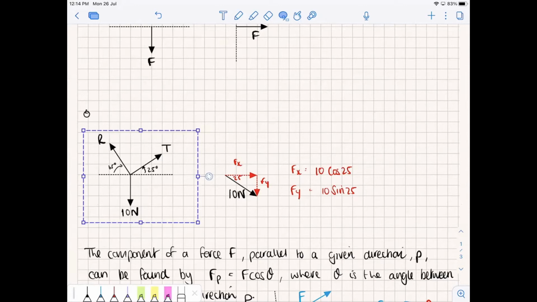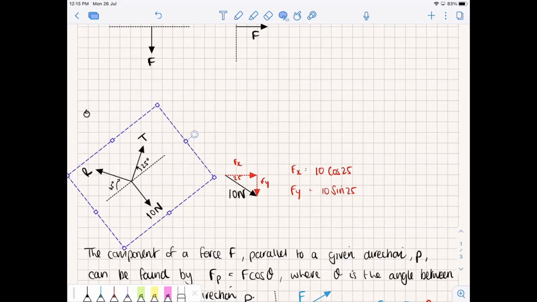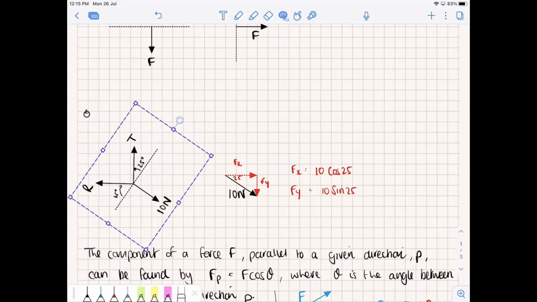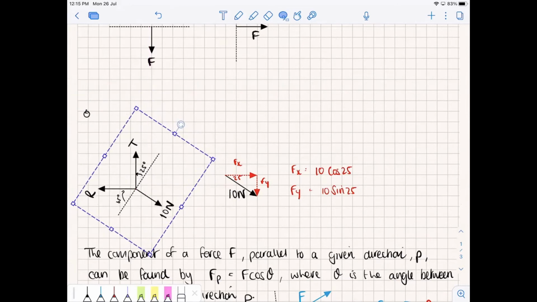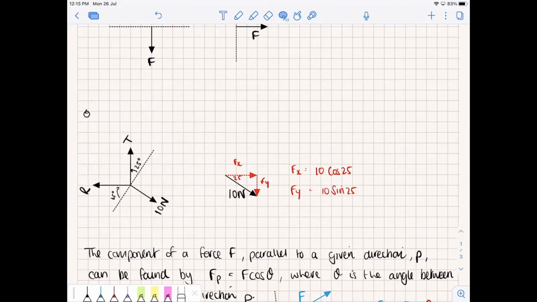Now, obviously, in reality, you can't do this on your question paper by just rotating, but I'm going to rotate this now. And I'm going to rotate it so that my unknown forces are now vertical and horizontal. So Dominic, does force T have a horizontal component anymore?